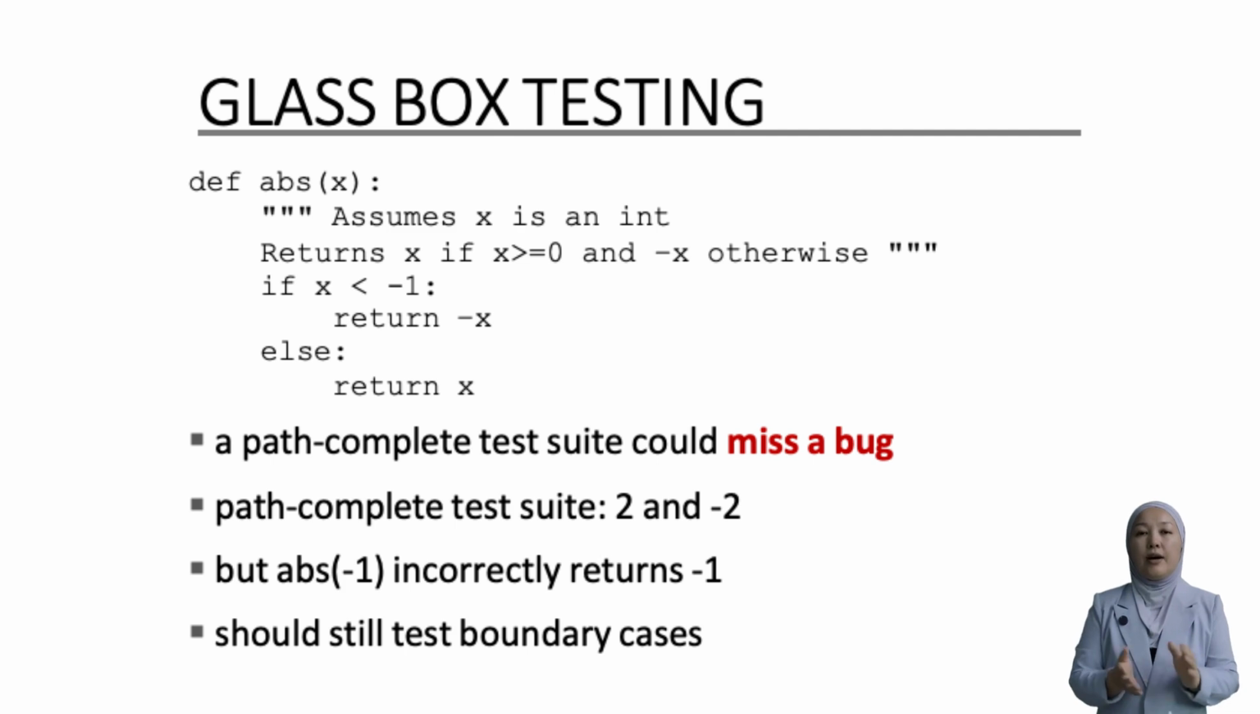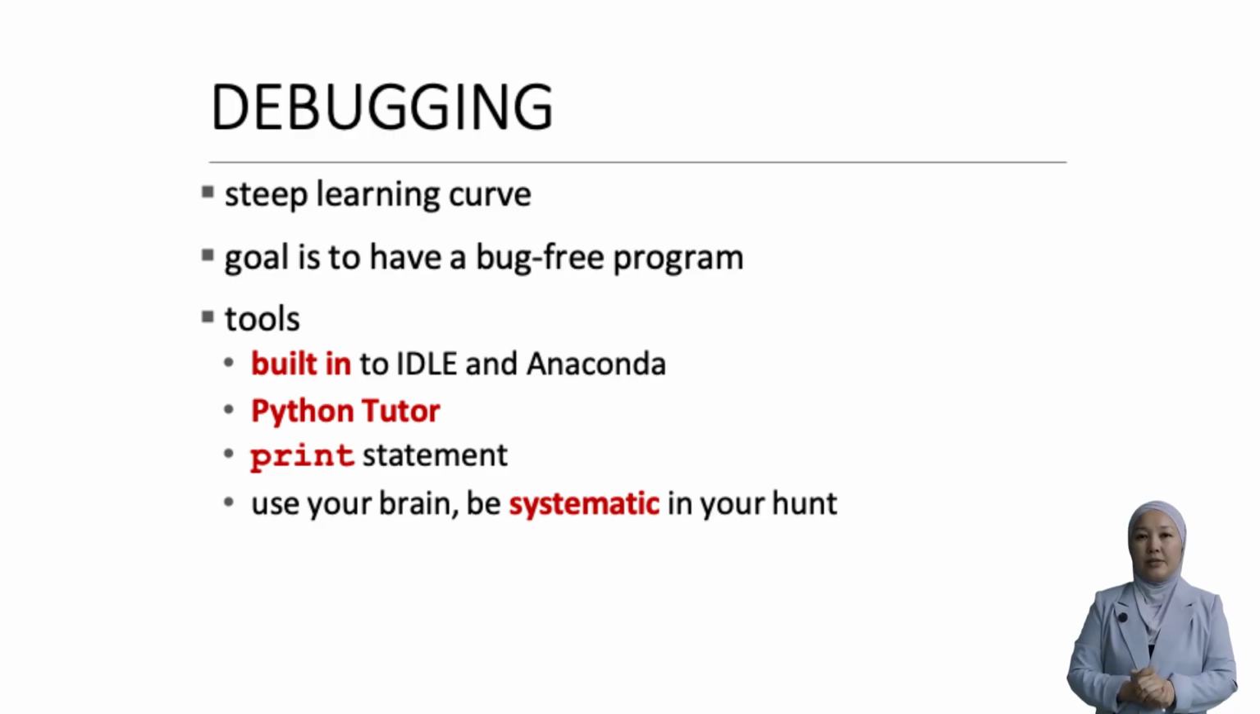What is the absolute value of -1? According to this function, it would be -1, which is incorrect. The bug exists at the boundary condition, x = -1, which our path-complete suite missed because it didn't consider boundary values within a path. This illustrates a vital lesson. Even with glass box testing, you must still think critically about edge cases and boundary values within the data, not just the code paths. Debugging can present a steep learning curve.